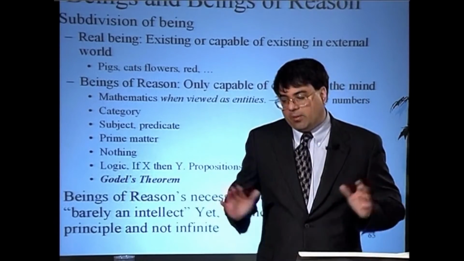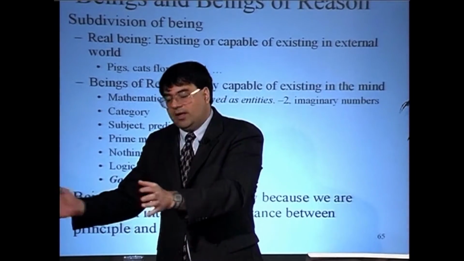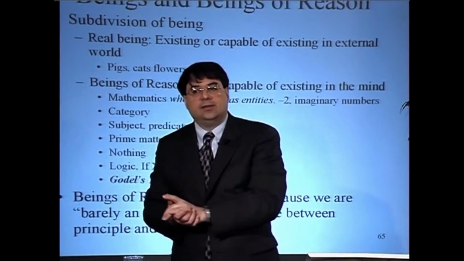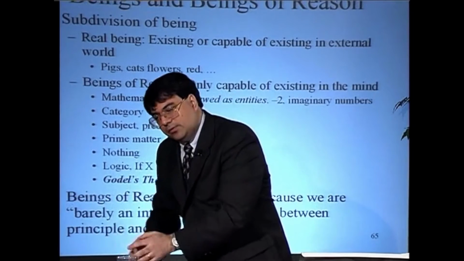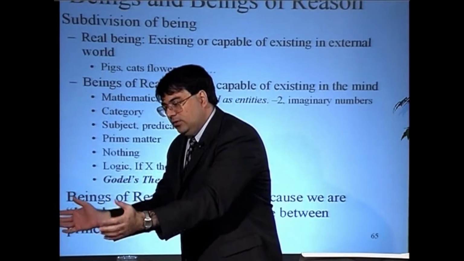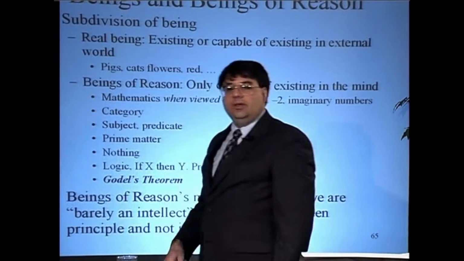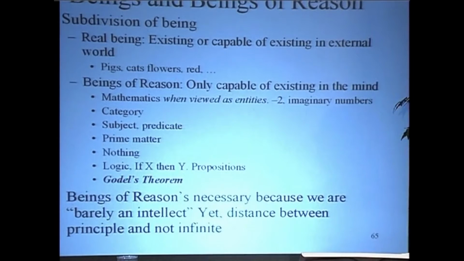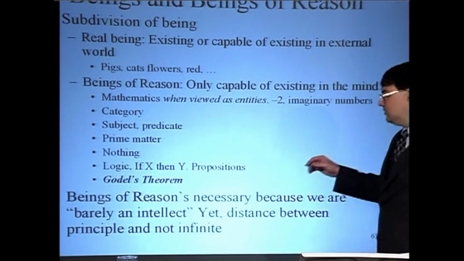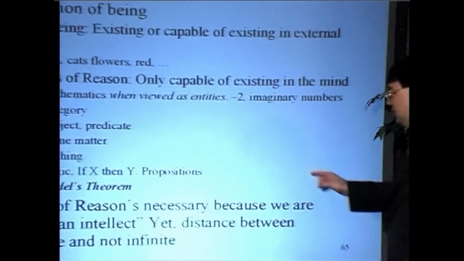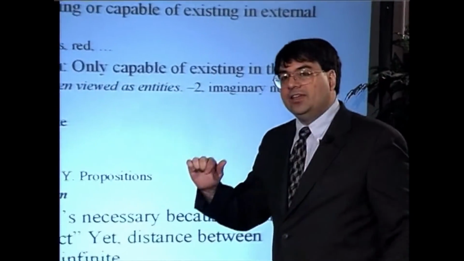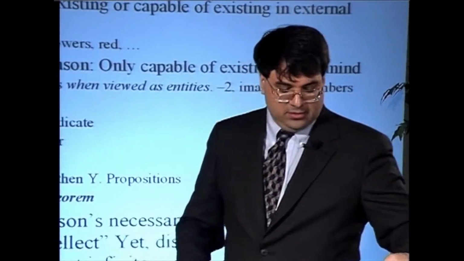We already saw part of the problem is looking at just the realm of ideas, as if all we know is our ideas. The secondary problem with Gödel's theorem is it's in the land of beings of reason. So not only is it confined to ideas in your mind, but it's confined to a little tiny region within your mind. Beings of reason are necessary because we have what I'll call barely an intellect. Yet the distance between not having an intellect and having one is infinite.